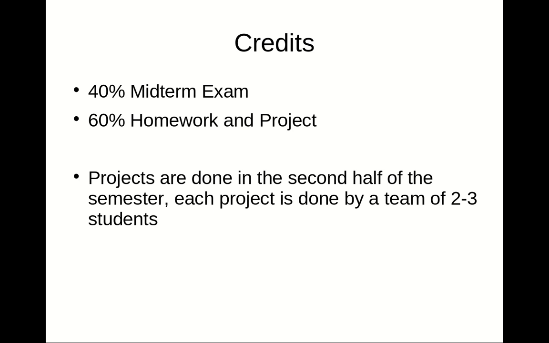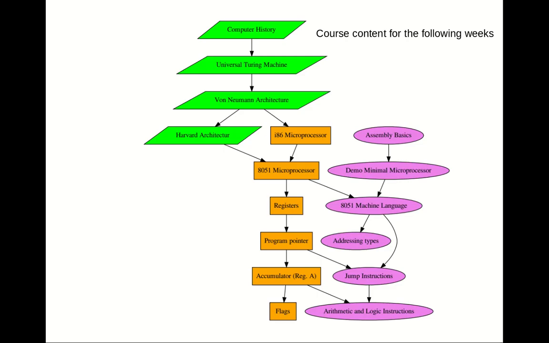Okay, then finally I have a flow chart or block diagram of this course, at least the course in the following weeks. We, as I said already, will outline the computer history, go a little bit into universal Turing machines, von Neumann architecture, Harvard architecture.